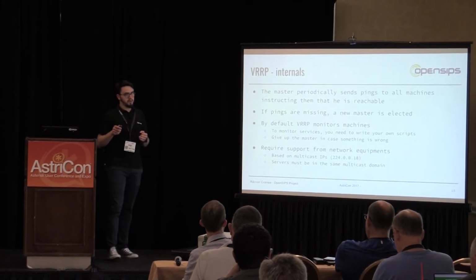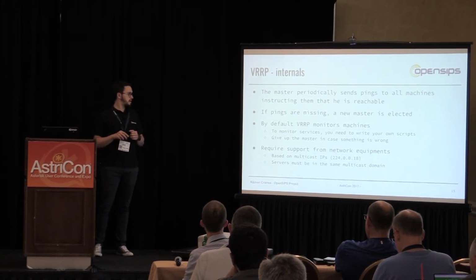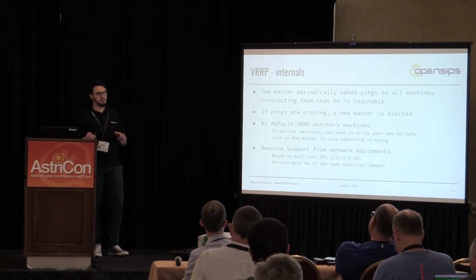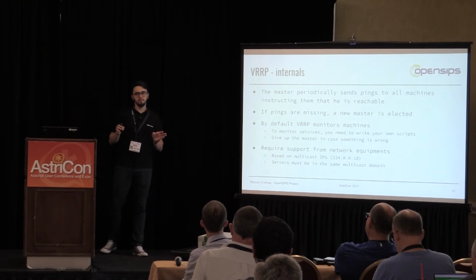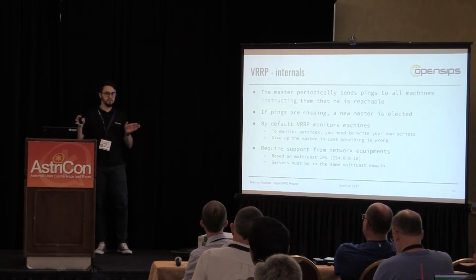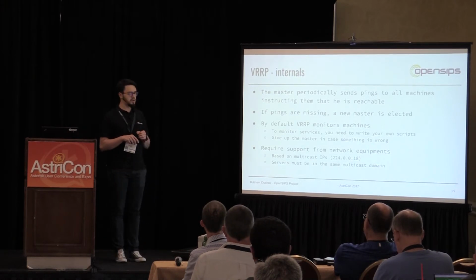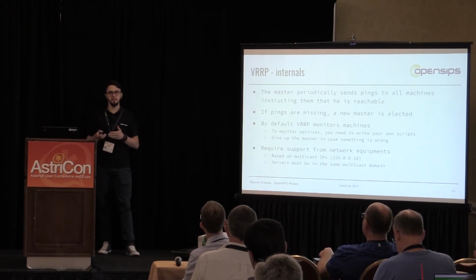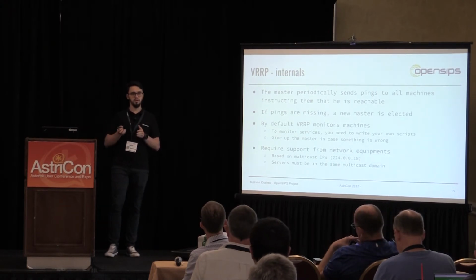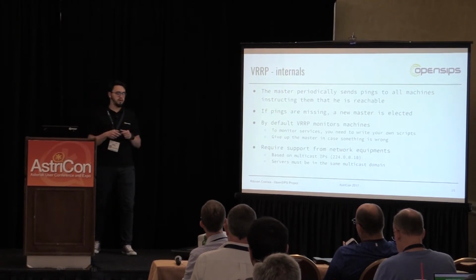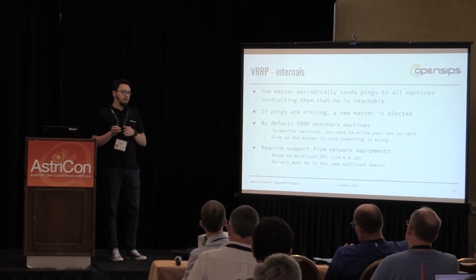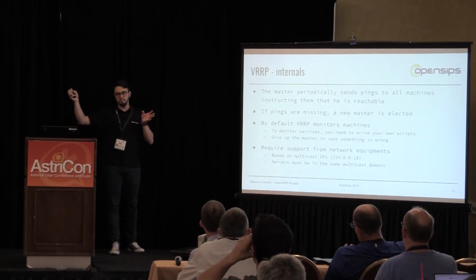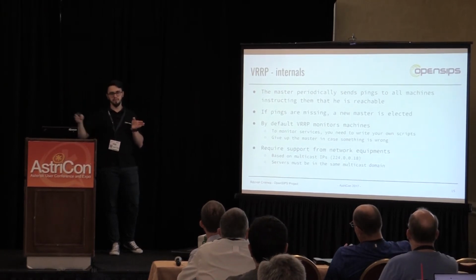Another thing you have to take into consideration is that VRRP requires support from network equipment. You have to be in the same multicast domain in order to be able to move the IP. That's because VRRP is based on the multicast protocol, and multicast is not routed on the internet. It's only routed in local network areas. So basically, you can't move an IP from one location to a different location unless you have a LAN between the two.